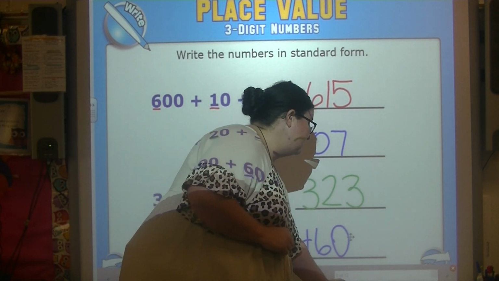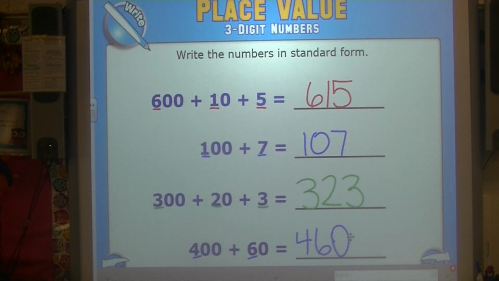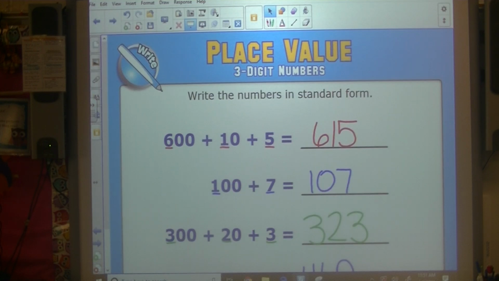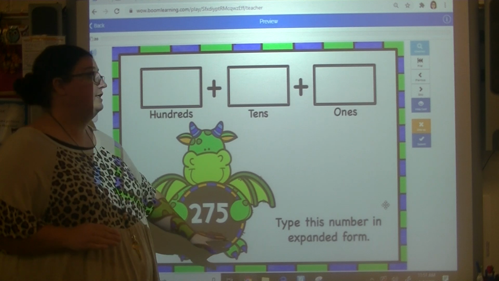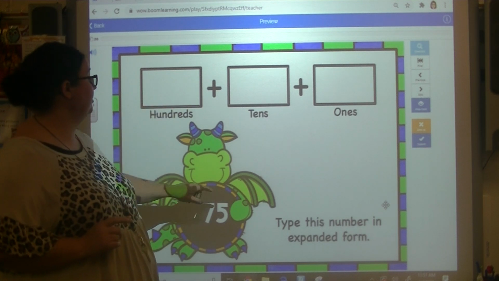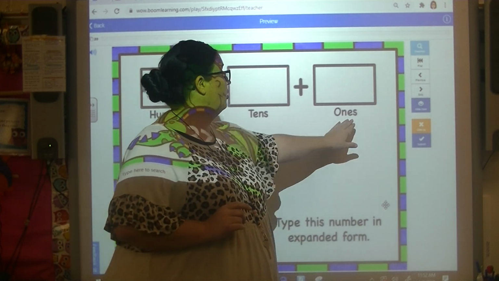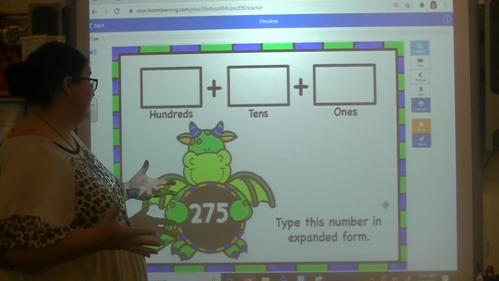All right, we're going to continue to practice. I have a link to Boom Cards today that will look like this. All right, the dragon will hold the 3-digit number, and it's labeled for you. Hundreds number here, tens number here, ones number here for expanded form.